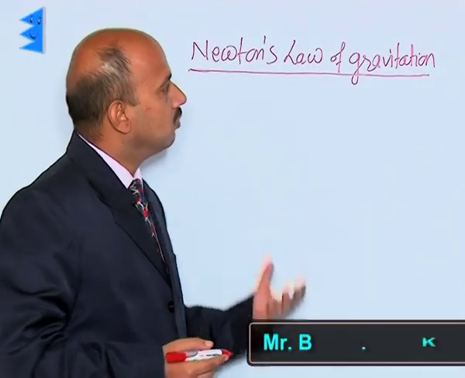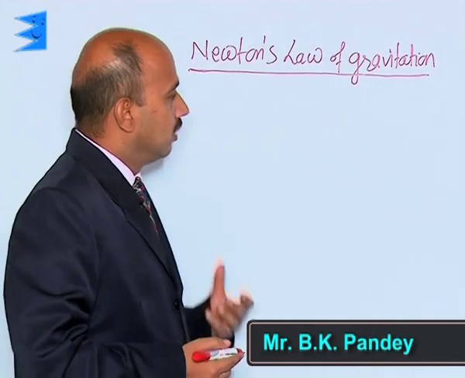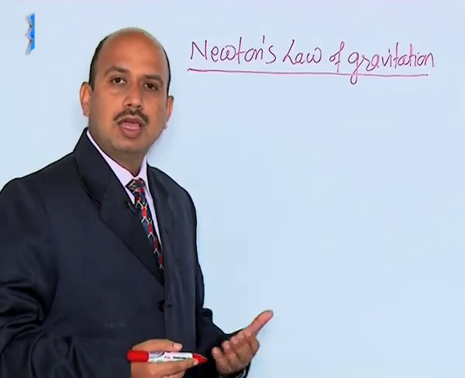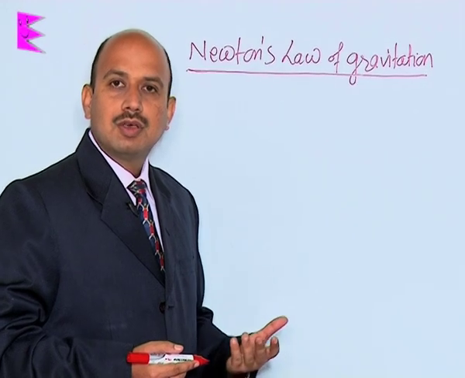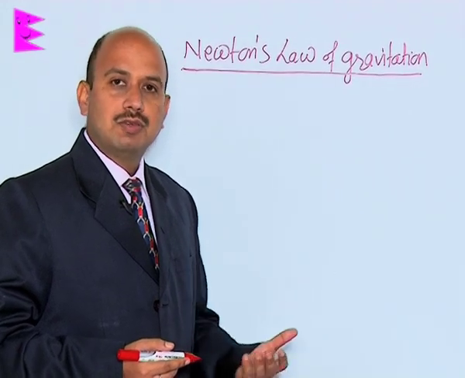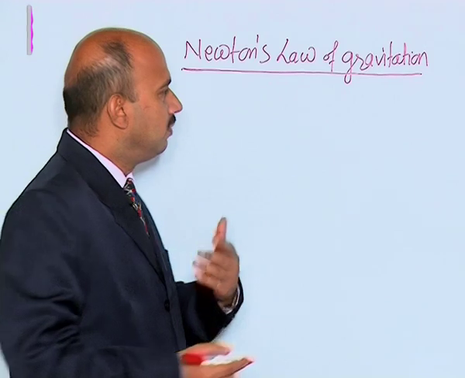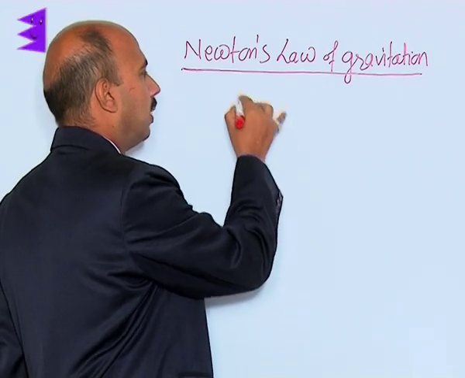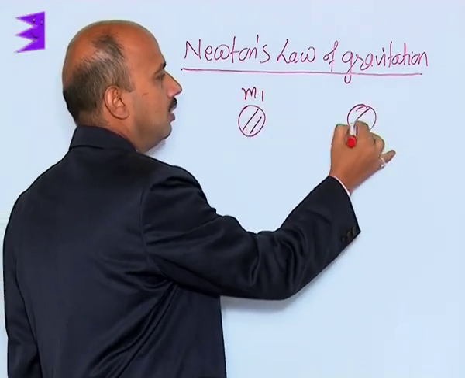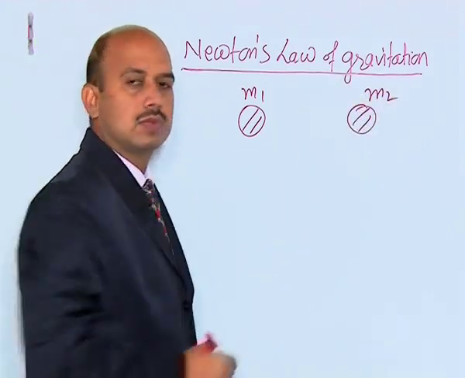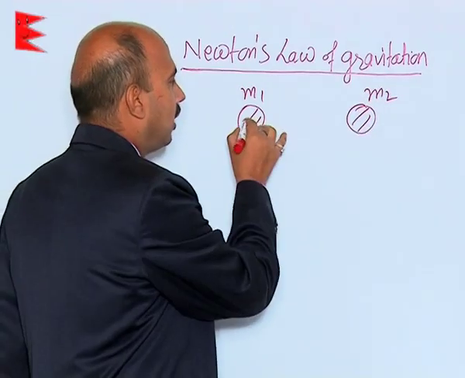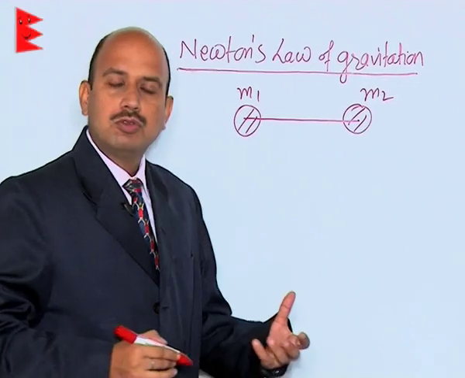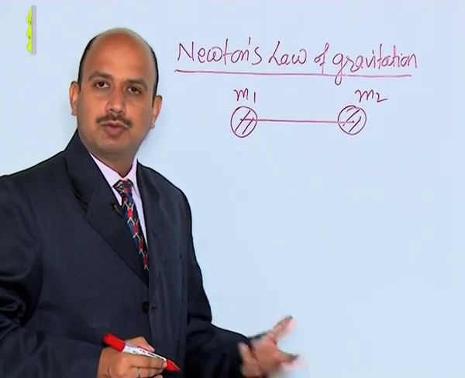Now see here, Newton's law of gravitation. In the universe, any two bodies which have masses are attracted by gravitational force towards each other. It means if there are two bodies like this, of masses m1 and m2, these two bodies are attracted towards each other with a force. That force is known as gravitational force.